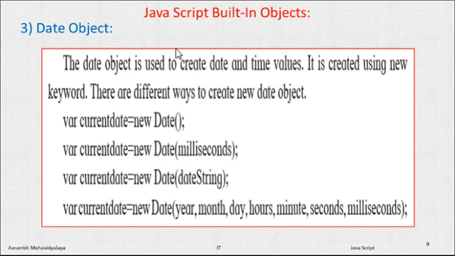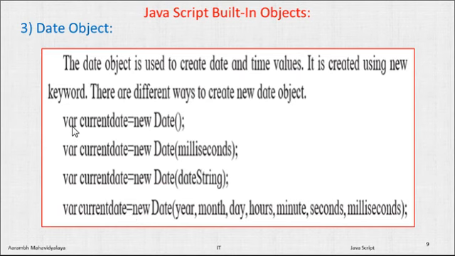Then the third type is the date object. Date object is used to create date and time values. It is created using the new keyword. There are different ways to create a new date object. These are the 4 different methods through which we can create the date object.